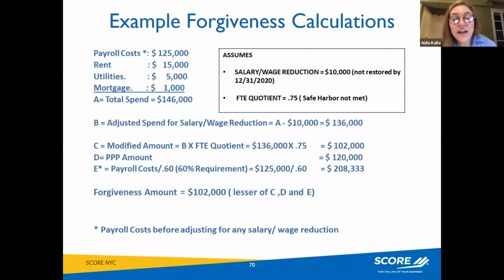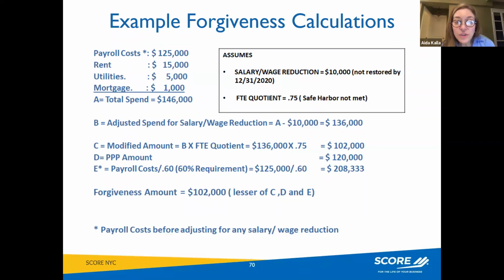Okay, so this is a live example. This is an example where you do not have safe harbor, you have not met anything to do with safe harbor. So this is, again, a worst case scenario. Your payroll costs were $125,000, your rent was $15,000, utilities $5,000, mortgage $1,000, total spend $146,000. This is what you spent. You can't change it. It is what it is.